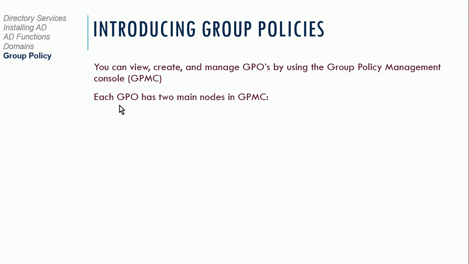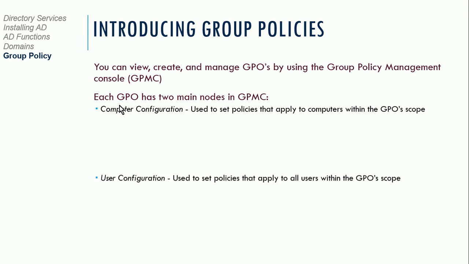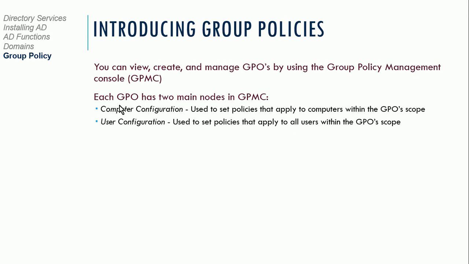Each GPO has two main nodes in GPMC: computer configuration and user configuration. Computer configuration policies are set at the computer level, and user configuration at the individual user level. So you could have a policy that applies globally to all the computers, or to all the computers in a certain site or a group or an OU, for example. And here we can start to see where these OUs come into play.